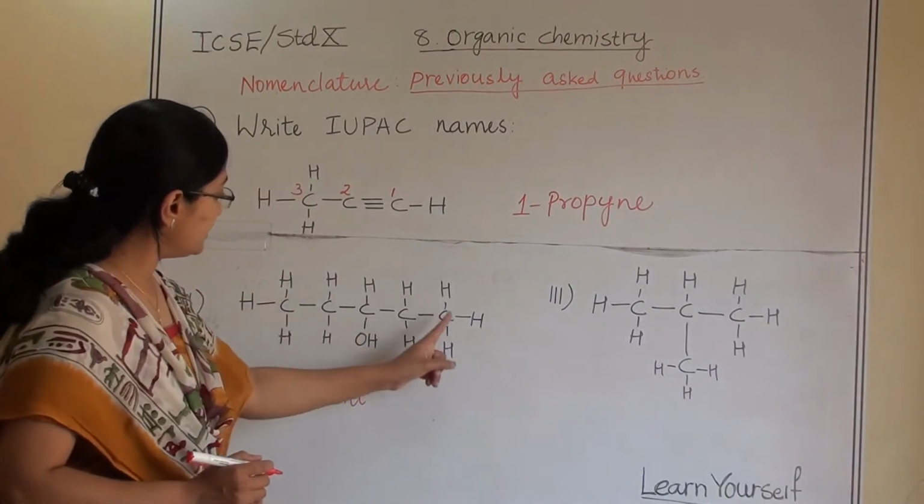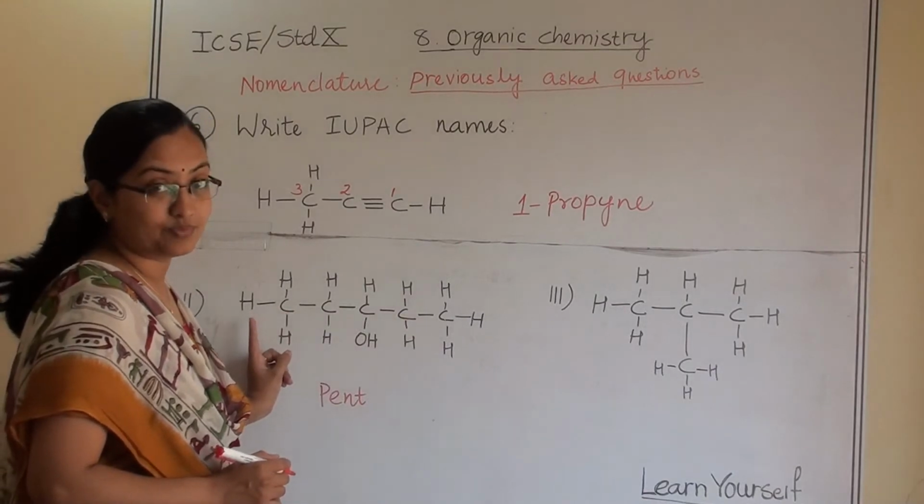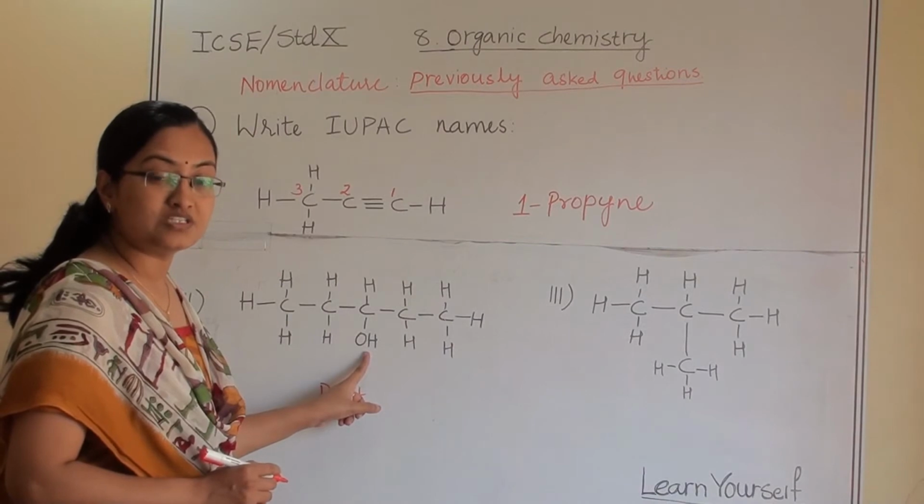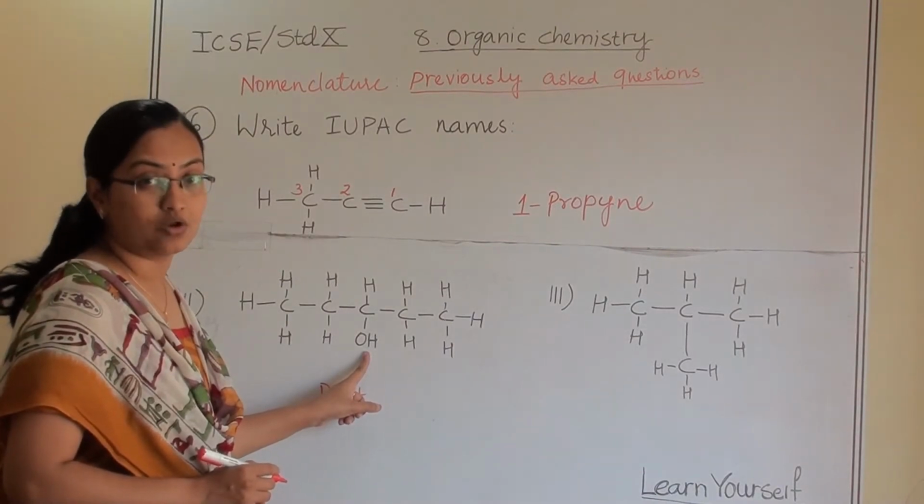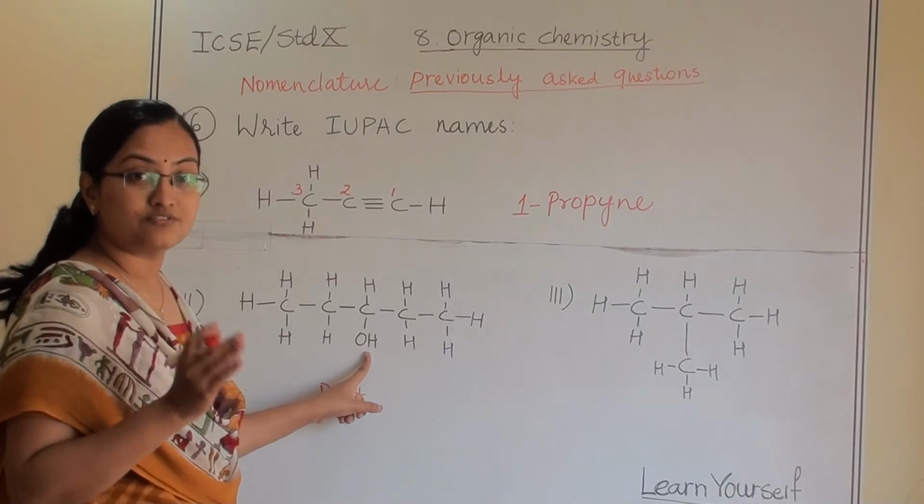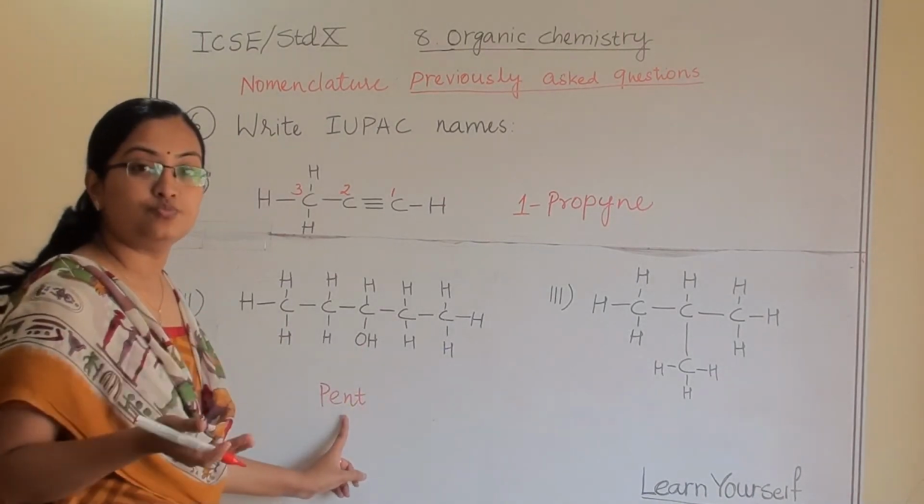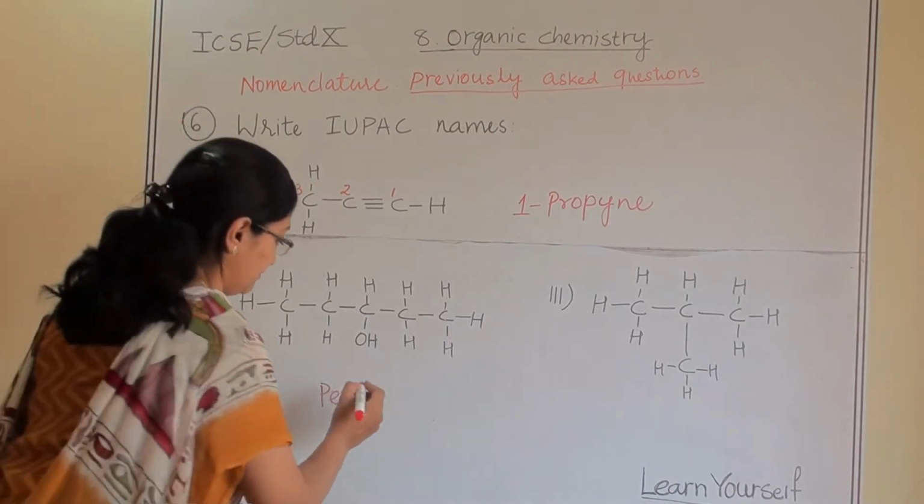Now if you will see, there is no double bond and triple bond. But yes, a functional group is there. Which functional group is there? OH. So it is alcohol. Alcohol is there, so the suffix we are using is OL. So this name is going to be pentanol.